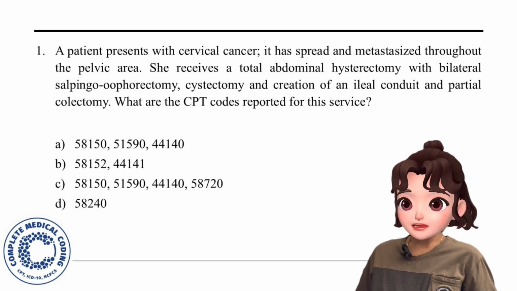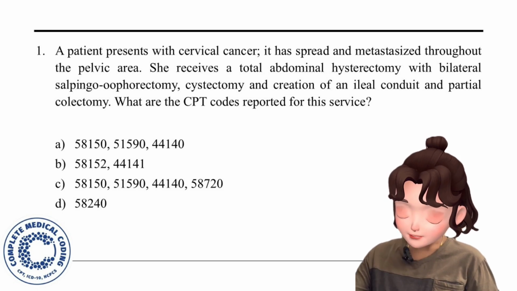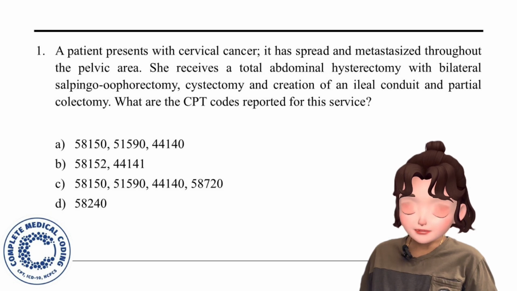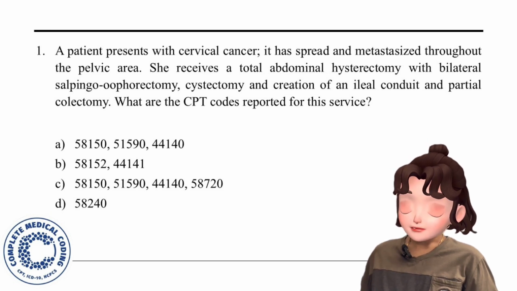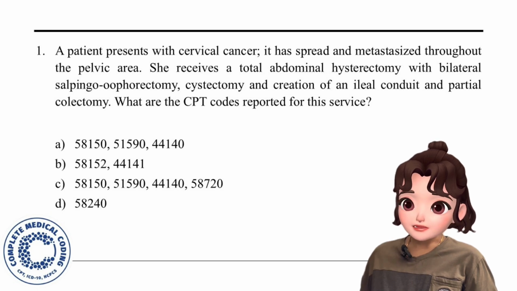Again, if you go to option C, the same codes as mentioned in option A, 58150, 51590, 44140, and then one additional code, 58720. 58720 is salpingo-oophorectomy. That is the last code. And then what is the final option?